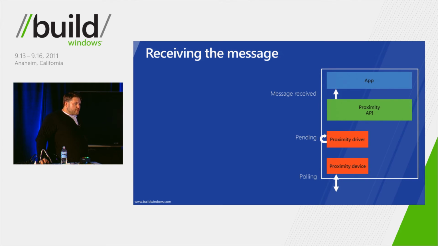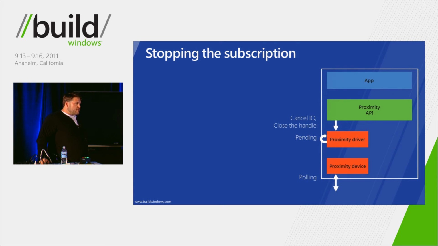So now we actually have to, this clicker's not working, stop the subscription if the app no longer wants to get anything on that subscription. So it just closes it down. The Proximity API then calls down to the driver to cancel I/O, closes the handle. Driver complies and lets the device know that it's time to just stop and go back to being quiet.